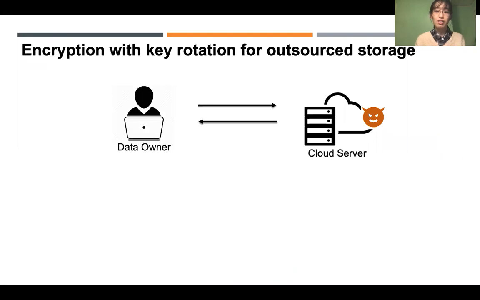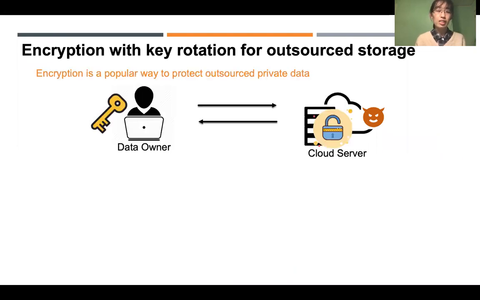We all know that cloud storage is vulnerable. Encryption is a widely used method to protect the outsourced storage, especially for private data. And the approach is quite simple. The data owner encrypts the data, then outsources the encrypted data to the cloud server and stores the secret key locally. In this approach, the security of the data depends on the secrecy of the secret key.